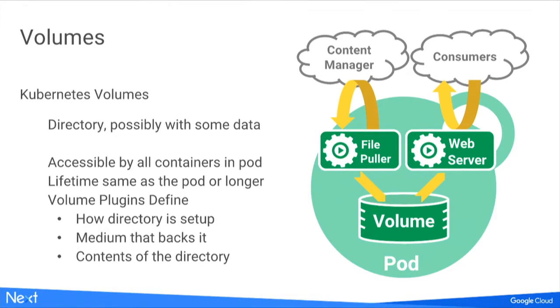So at its core, a volume is just a directory that you could pre-populate with some data, and that's accessible to all the different containers within a pod, right? How that directory comes to be, the medium that backs it, the contents, and what happens after a pod's terminated are all implementation details that we'll talk about, but it depends on the type of volume and you can configure all of that.